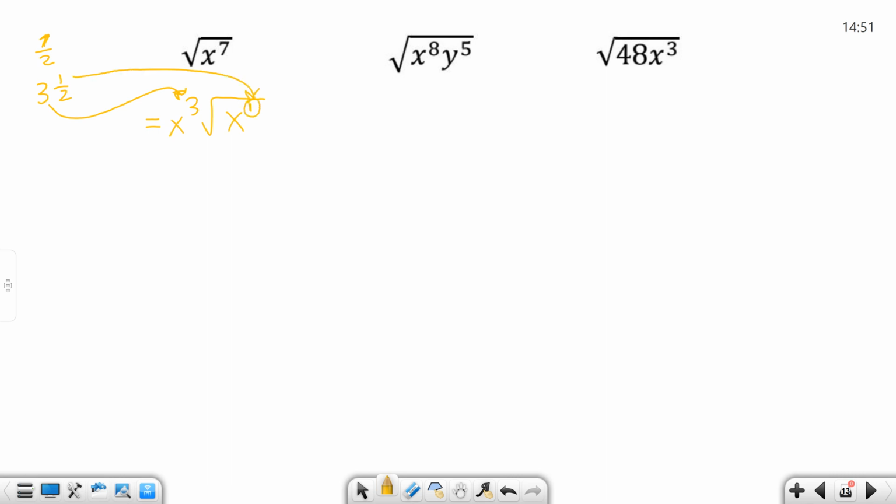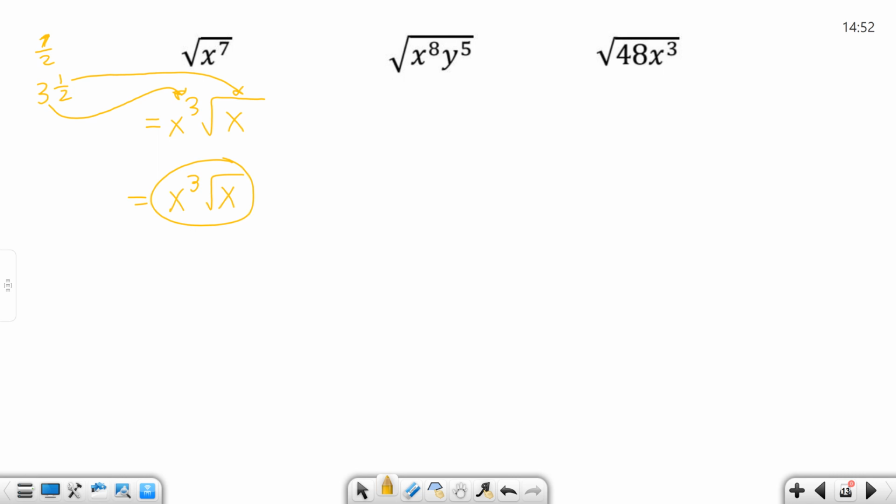Do I write that 1? No. I just wrote it there for emphasis sake right now. I don't really write that 1. So this 1 goes here, and we're left with x cubed times the square root of x. I'm just going to rewrite it because of all those arrows I have up there that look awful. Okay? X cubed times the square root of x is the square root of x to the 7th power.